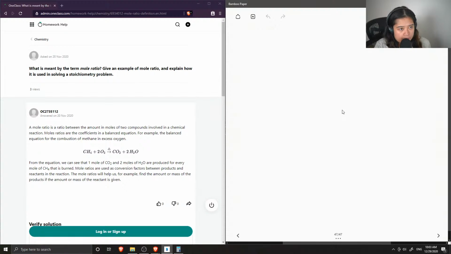Okay, so question number 2. What is meant by the term mole ratio? Give an example of mole ratio and how it is used in solving a stoichiometry problem.